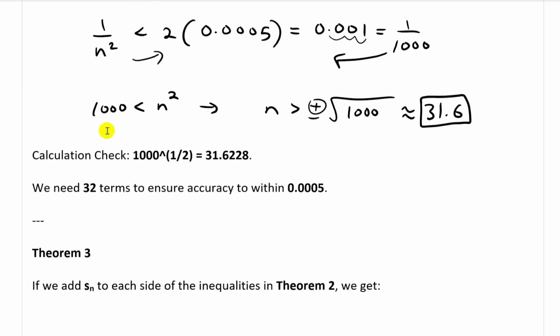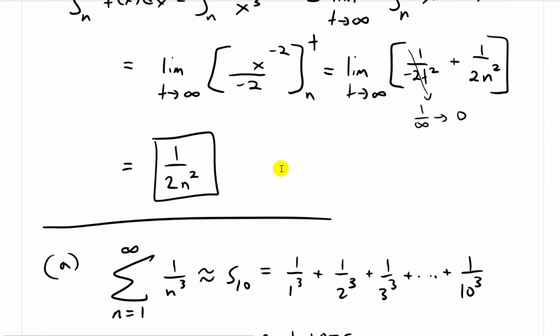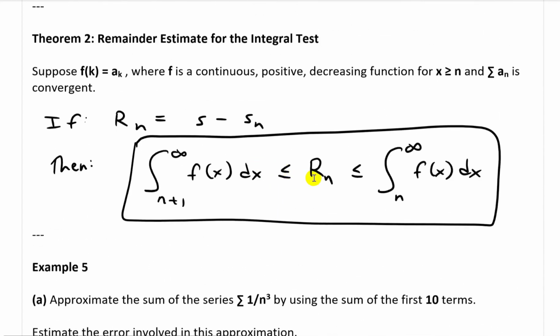And now let's look at a quick theorem. Here's theorem 3. If we add the partial sum Sn to each side of the inequalities in theorem 2, so recall theorem 2 over here.